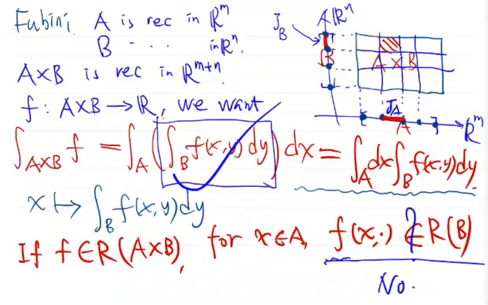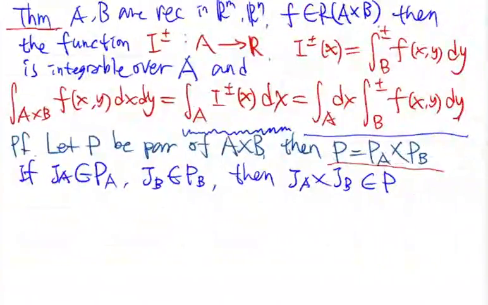The red shadowed rectangle is a sub-rectangle of A cross B, okay, determined by the JA and the JB. This is the rectangle JA cross JB. Okay, so we have this result. Very easy.